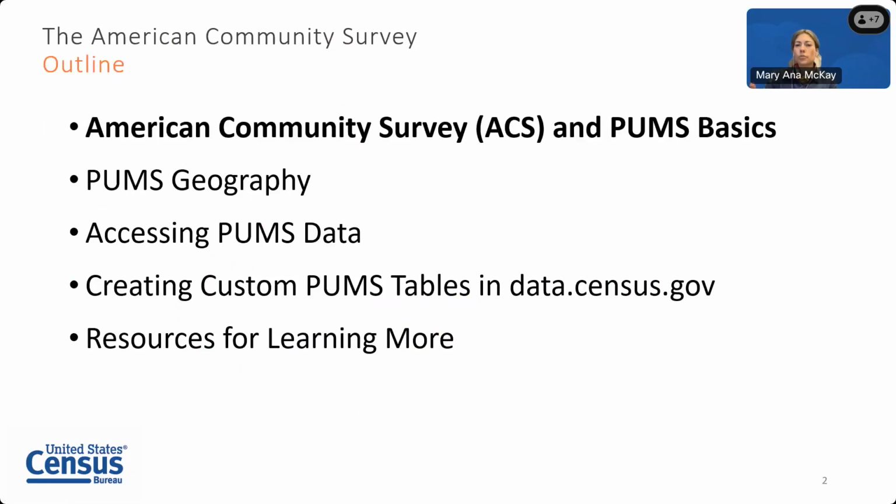So let's go through today's roadmap. We're going to start by going over some basics to get you familiar with the ACS and the PUMS. We will then go over PUMS geography, specifically the public use microdata areas, or PUMAs, and how to find them. I'll then share how to find your way to PUMS data, and then I'm going to turn it over to my colleague Tyson, who's going to share how to access PUMS data through the Microdata Access tool. We will then wrap up by sharing some resources for learning more.